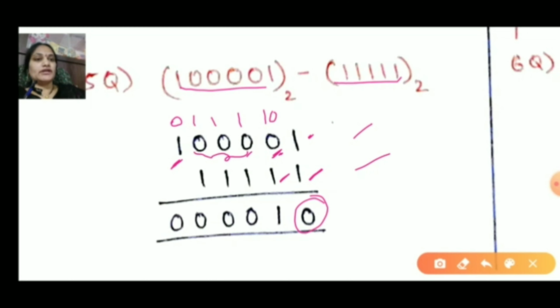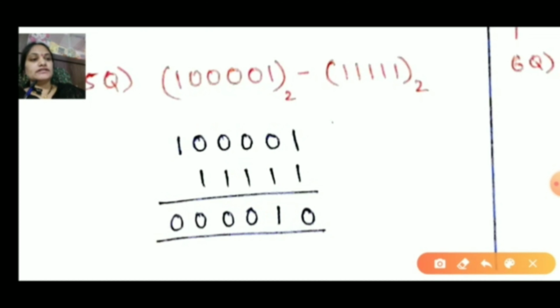Okay. Now you subtract this 1 from 10. 10 minus 1 is 1. Again 1 minus 1 is 0. Again 1 minus 1 is 0. Again 1 minus 1 is 0. Now write this 0 here. That's why we got the value like this.